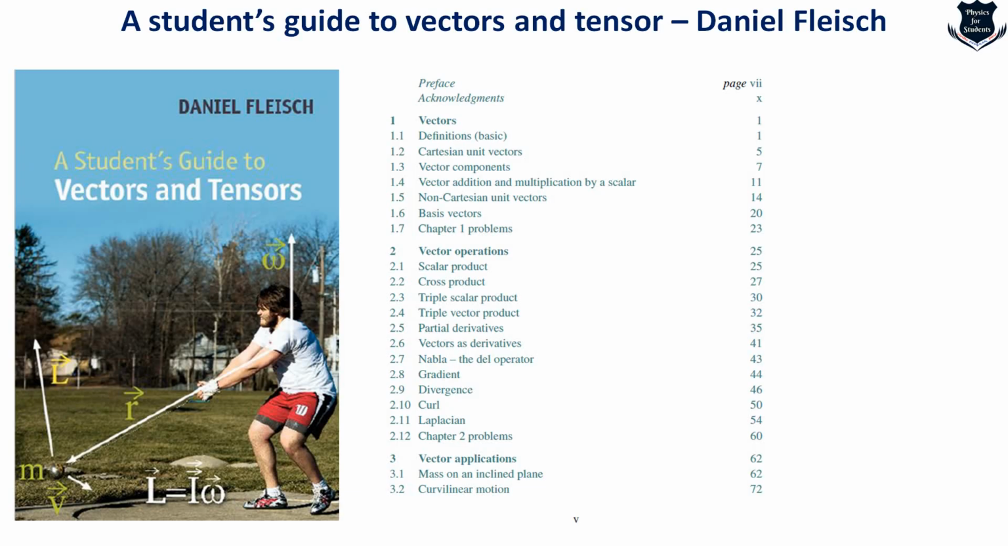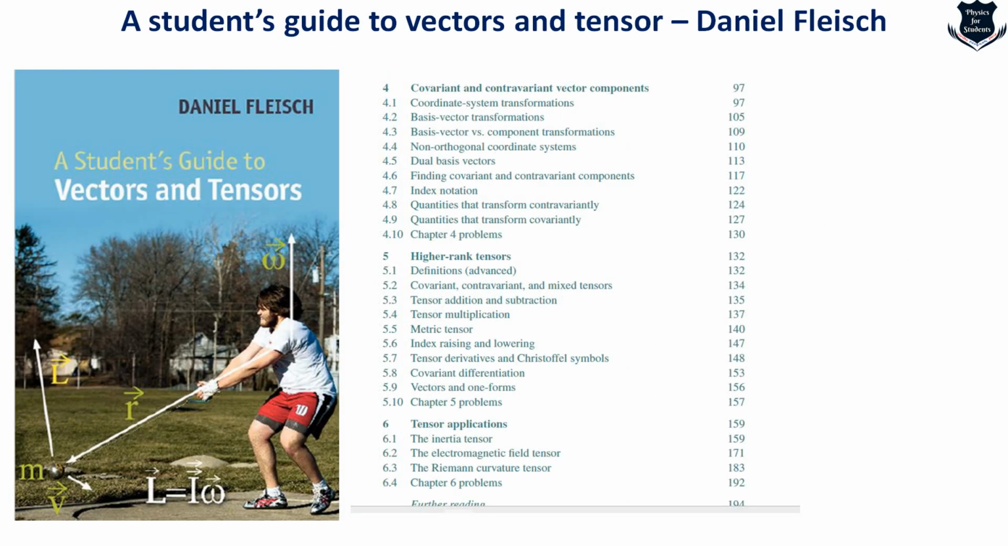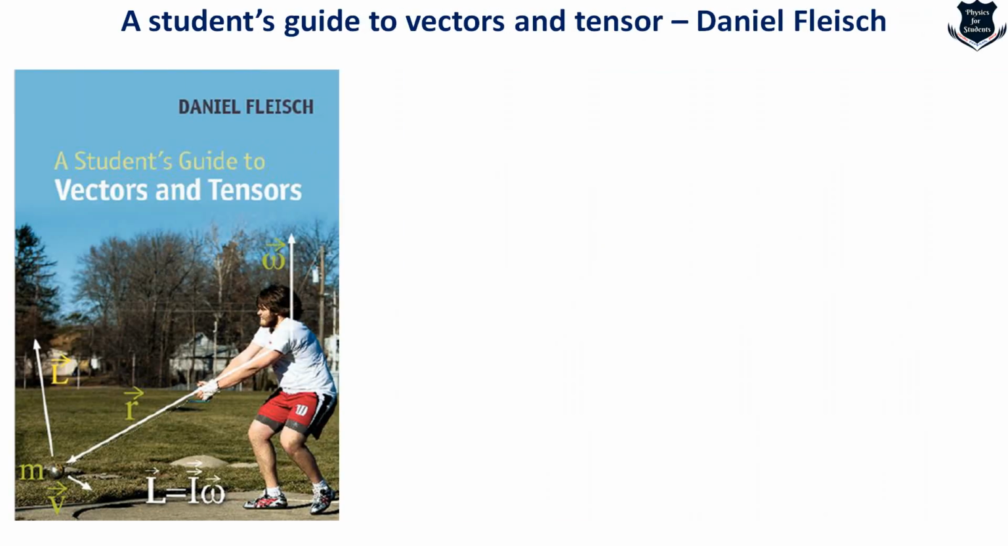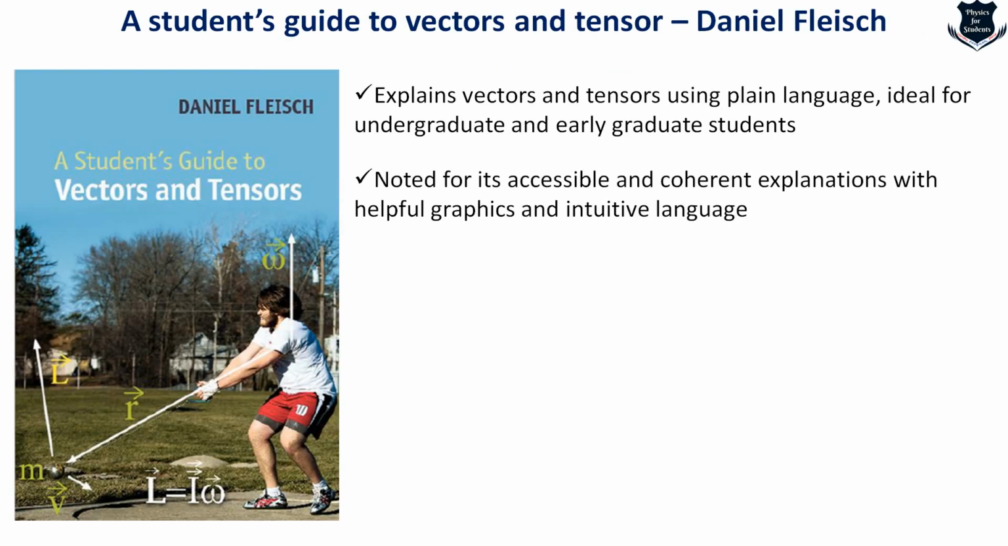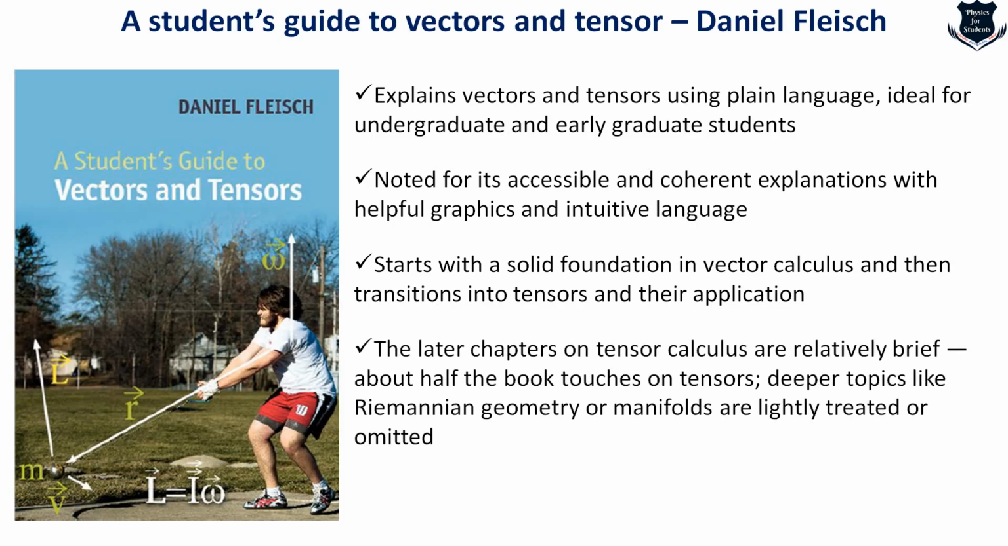As the content reflects, it starts with vectors, operations, Laplacian, vector applications. Then it contains covariant and contravariant vectors, which I just examined, the higher rank tensors, the tensor applications, the metric tensor of general relativity, and a lot of interesting stuff. So yes, this book is written in plain language, ideal for any beginners. It is very accessible, with coherent applications. It starts with a solid foundation in vector calculus and then proceeds, and the later chapters on tensor calculus are relatively brief. Deeper topics like Riemannian geometry and manifolds have been omitted for certain reasons, but the book is good enough to understand tensor calculus.